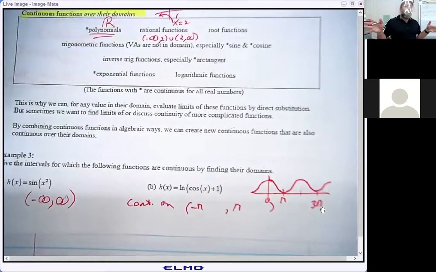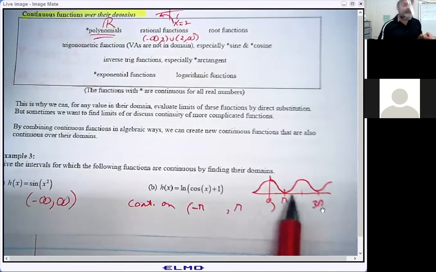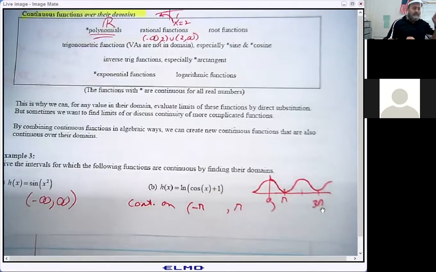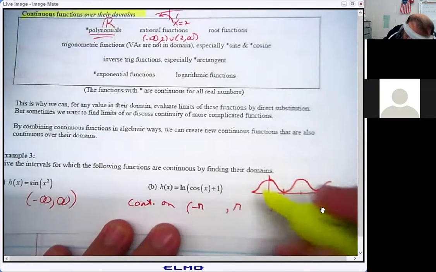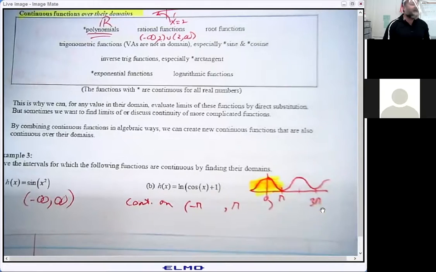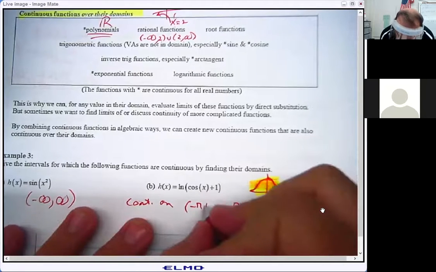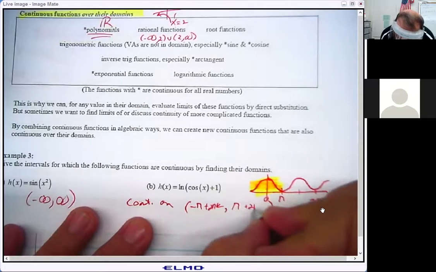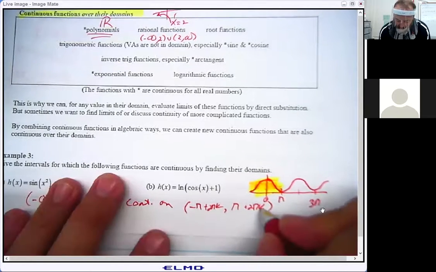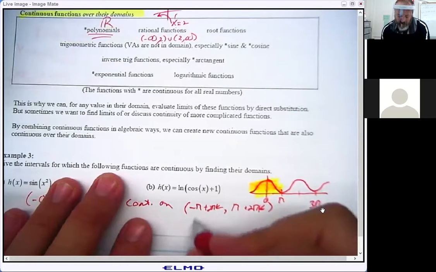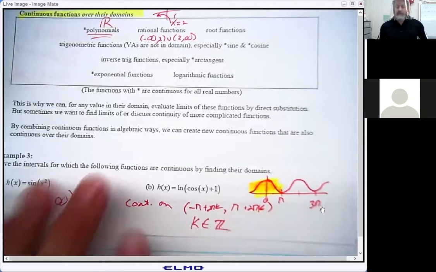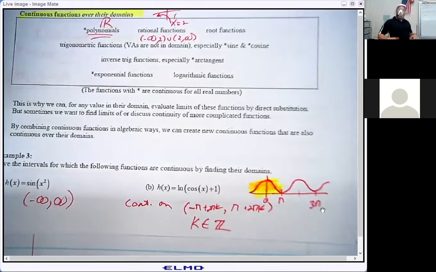Now, notice that's an open interval. Why did I not include negative pi or positive pi? Because those were bad. But doesn't this little block of information keep repeating itself forever? So if we did a plus 2 pi k, I could say that all of those are continuous, as long as I don't pick those endpoints, where k is some element of the integers. So I have an infinitely discontinuous function, but I have mainly good spots.